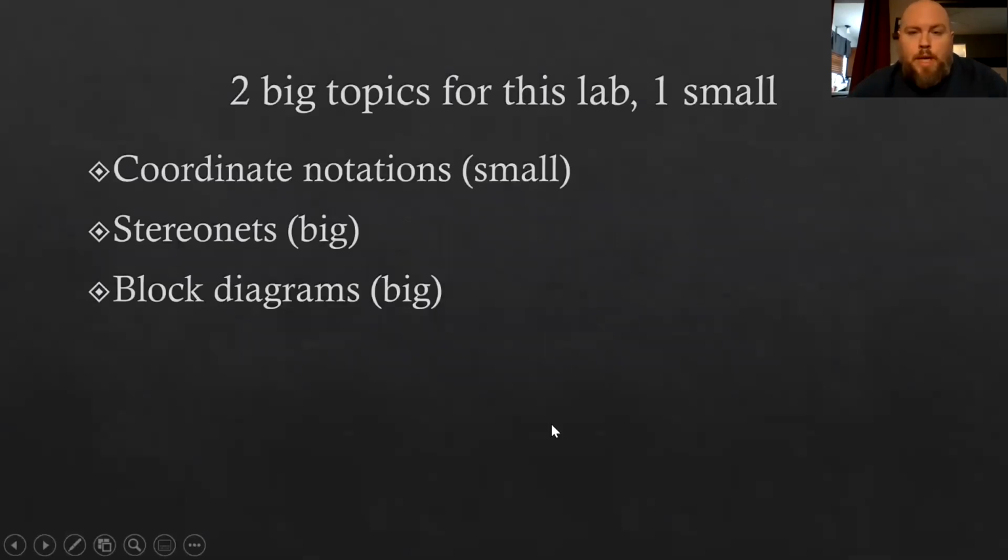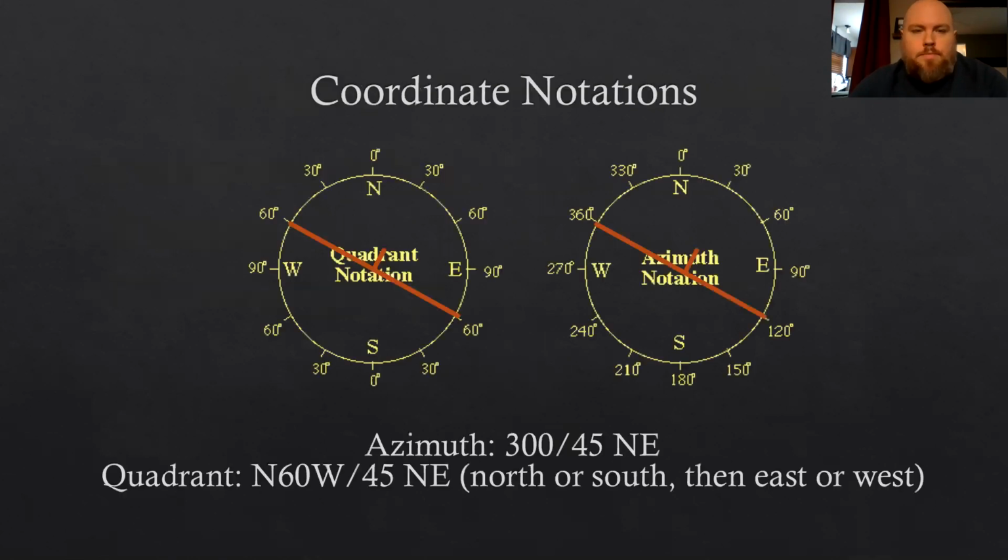Okay, so we have two big topics that we have to cover and one small topic. The small topic is coordinate notations. You may not have been exposed to this, so we're going to go over it briefly. And then the big ones are stereonets and block diagrams.